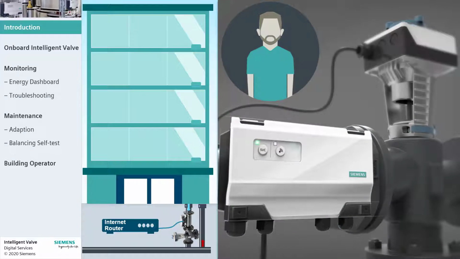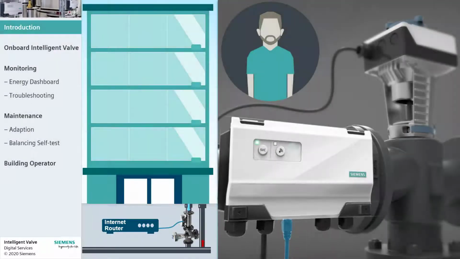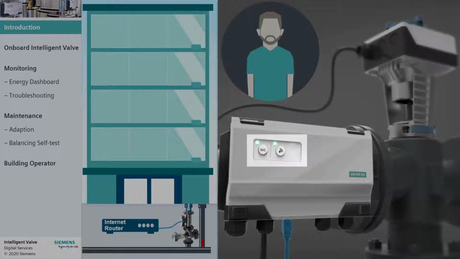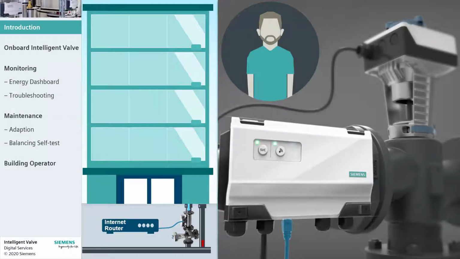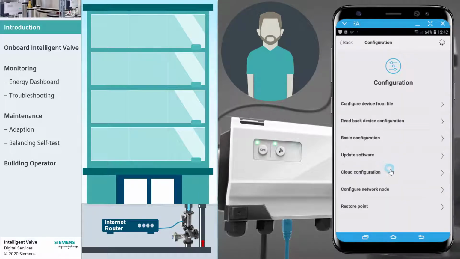In preparation for connecting to the Siemens Cloud, the Intelligent Valve is first connected to an Internet router as part of an IPv4 network. A successful connection to the IP network is indicated by the green LED on the right side of the Intelligent Valve controller box. In addition, the cloud connection must be activated with the ABT Go mobile app.